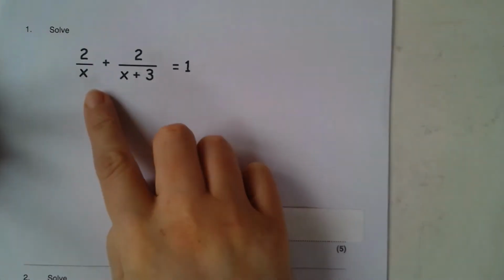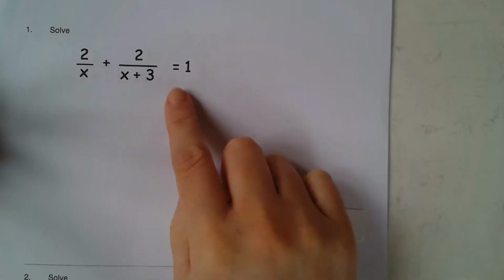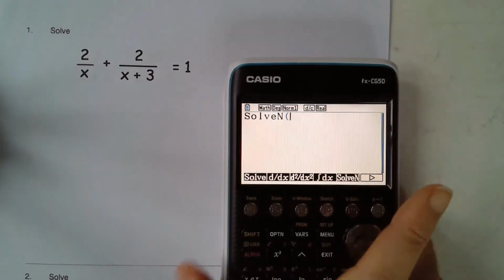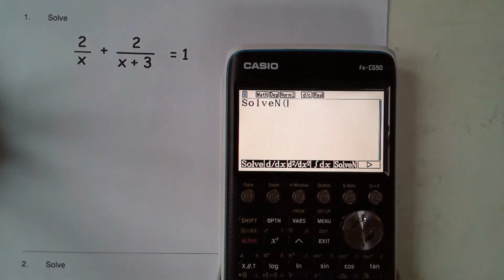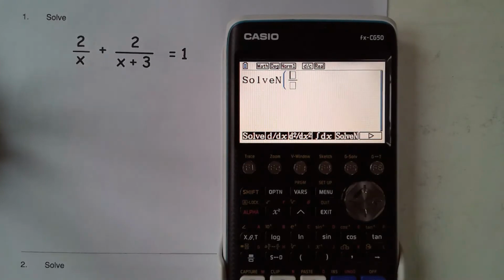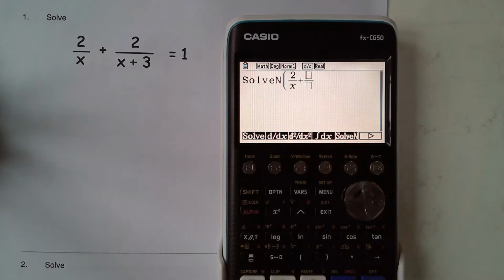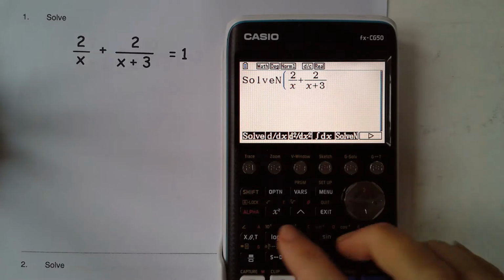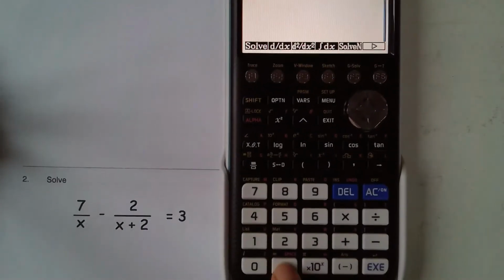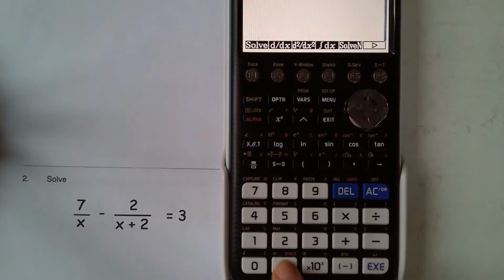So if I turn over the first page, here we go. We have the fraction 2 over x plus 2 over x plus 3 equals 1. So I've already got solve n on my calculator screen, and I now want to do the fraction. This is a true view or natural display, which is really helpful. 2 over, and I use the x theta t button for my variable. Come out of that, plus another fraction, 2 over x plus 3, and that equals. My equal sign is down here, so I go shift equals 1.